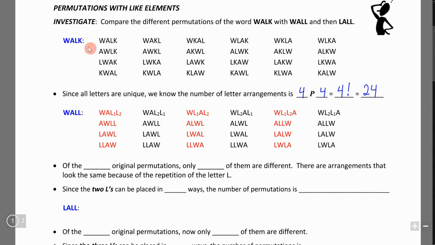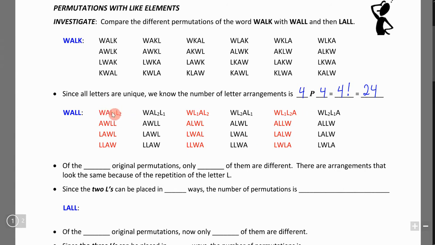Now, what if instead of the word WALK, we did the word WALL? Here are all the arrangements of the word WALL, but to do it this way, you have to treat the two letters L and L as distinct letters. That's why we have to denote them L1 and L2, just to show that we have 24 permutations. But really, these L's are the same letter.